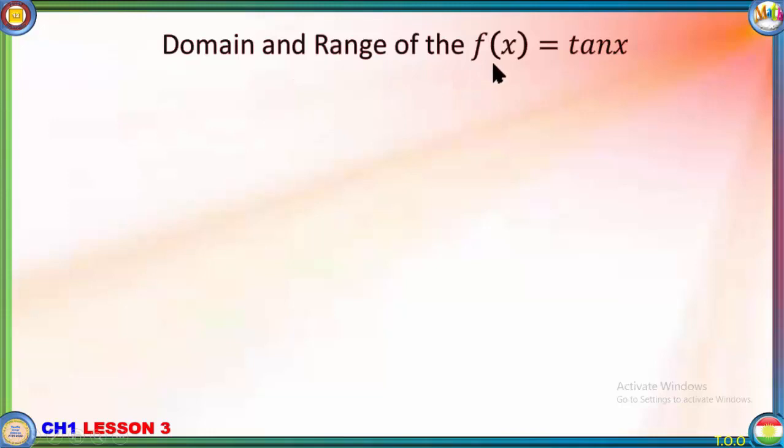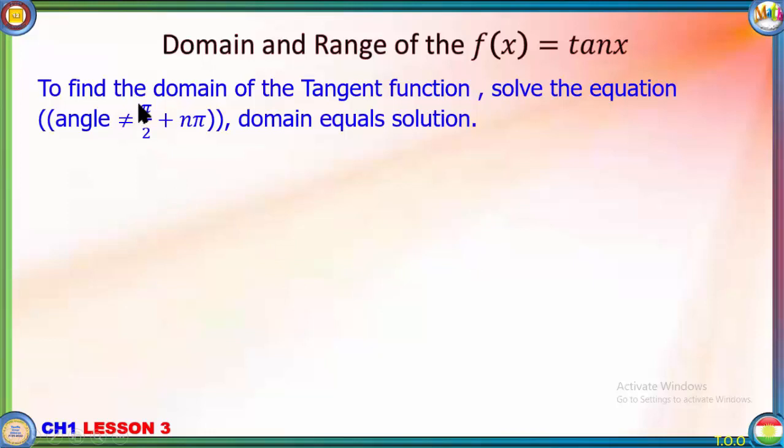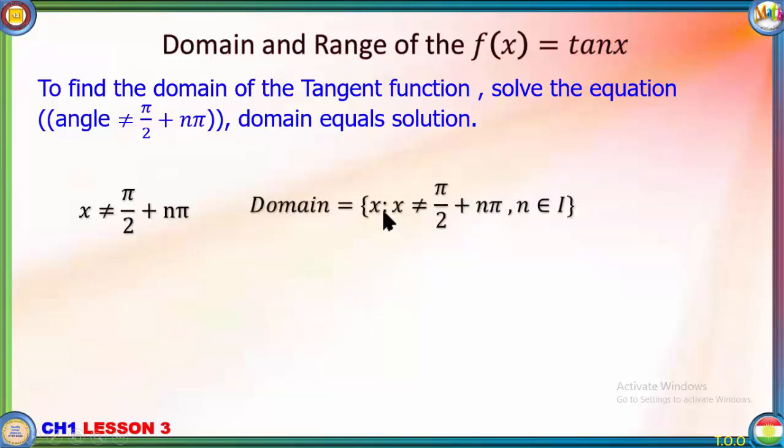Domain and the range of f(x) equals tangent x. To find the domain of the tangent function, solve the equation angle not equal to pi over 2 plus n pi. Then the domain is equal to the solution. x not equal to pi over 2 plus n pi, because the angle is x. Therefore, the domain is all x when x is not equal to pi over 2 plus n pi, when n is an integer number.